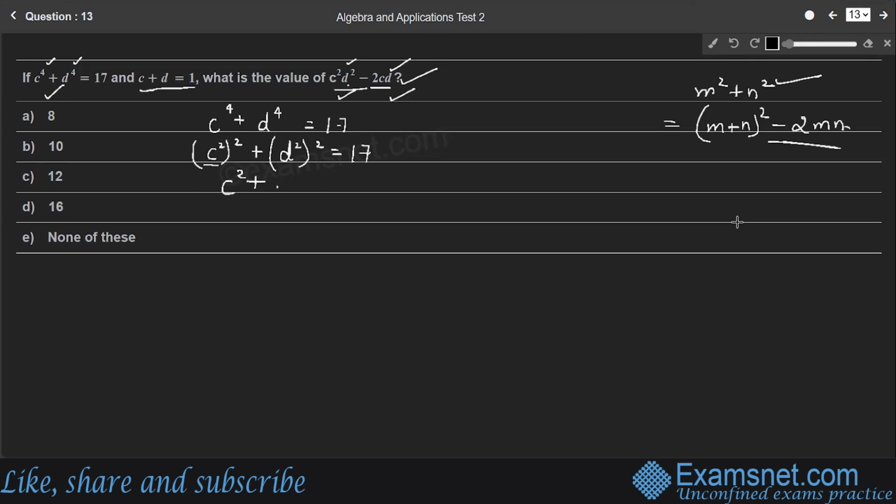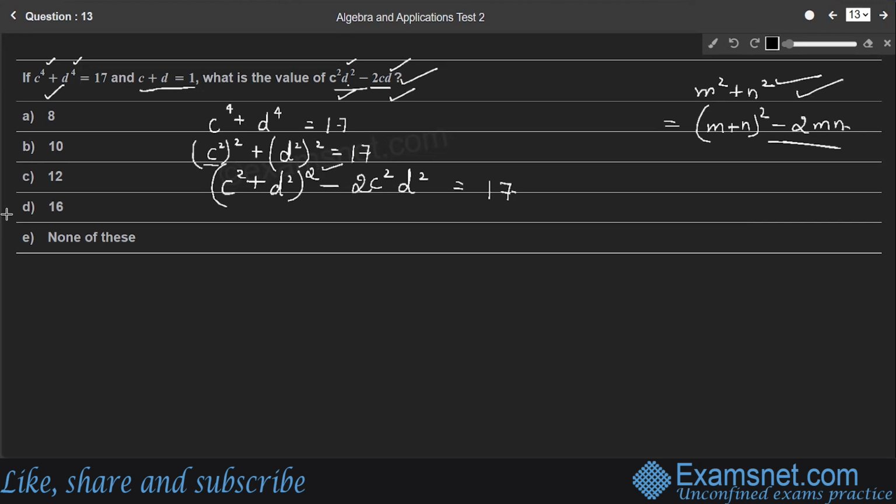In place of n, we are writing d square. So (c square plus d square) the whole square minus 2 times mn, where m is c square and n is d square, is equal to 17. Again, this term c square plus d square is in terms of m square plus n square, right?